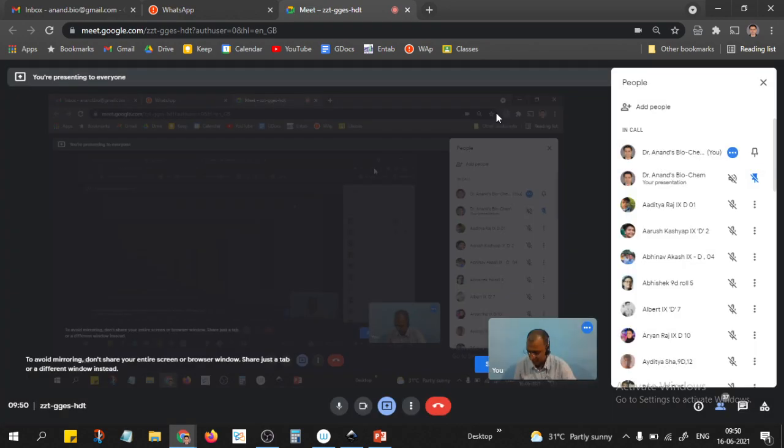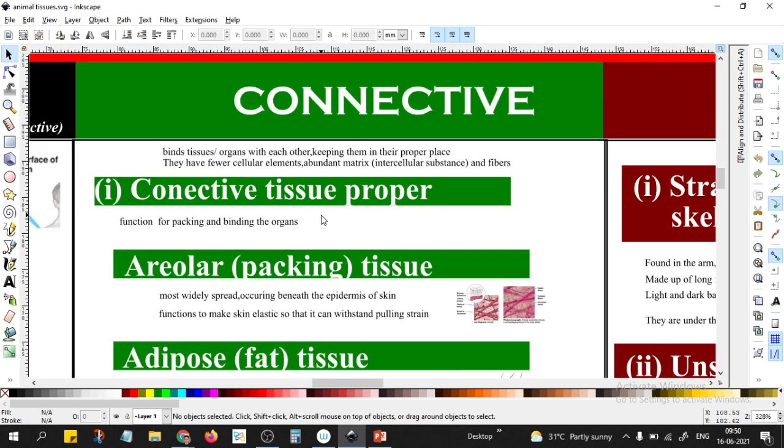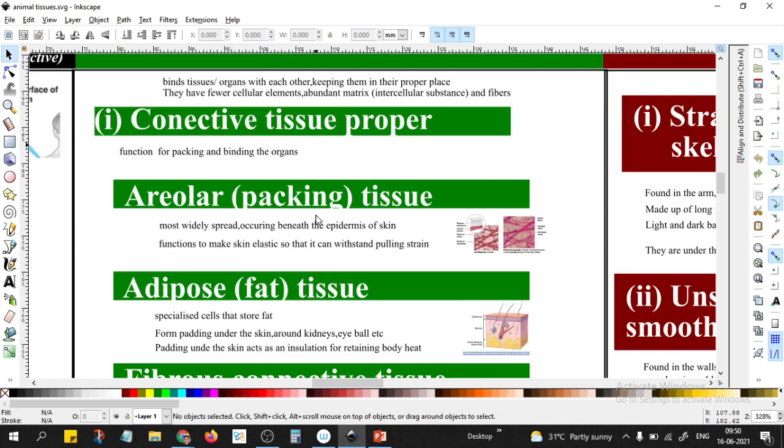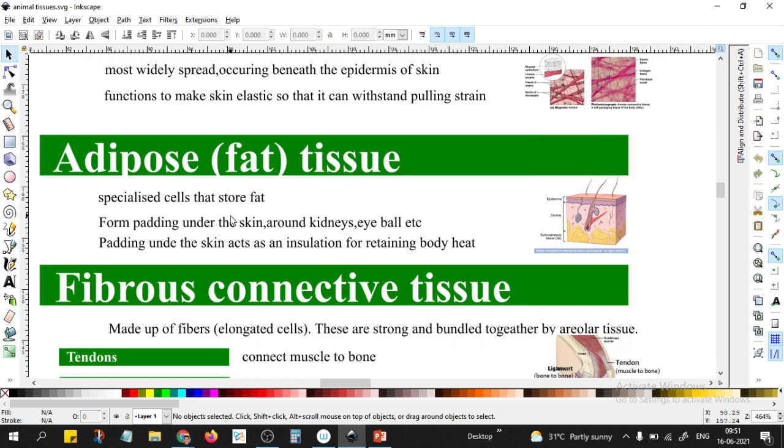we will be seeing the different types of the connective tissue. They are classified into, one is the connective tissue proper. Okay, so when we say proper, that means exactly how the name is, connective tissue proper. So it functions for packaging and binding the organs. So here there are the areolar or packing tissue, adipose or fat tissue, and fibrous connective tissue, three types.